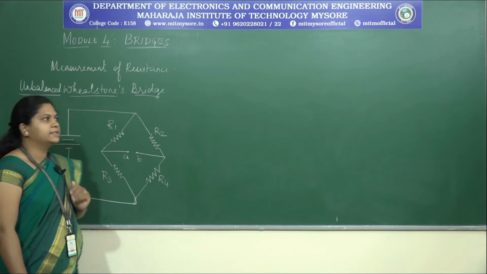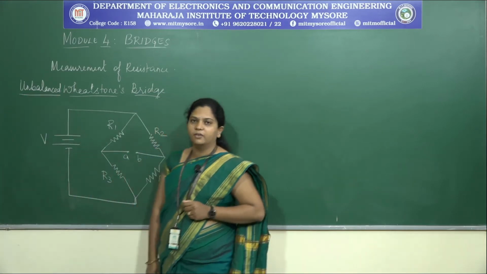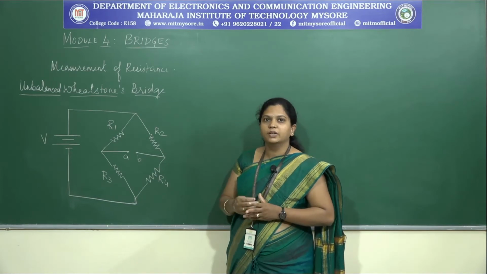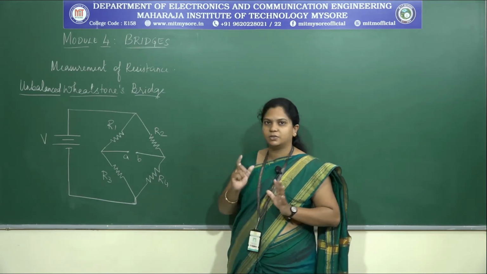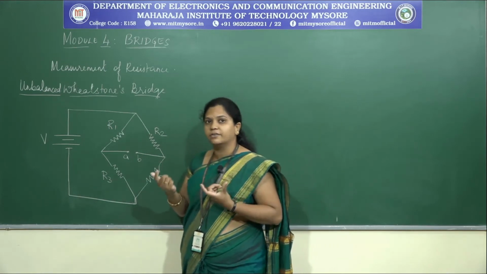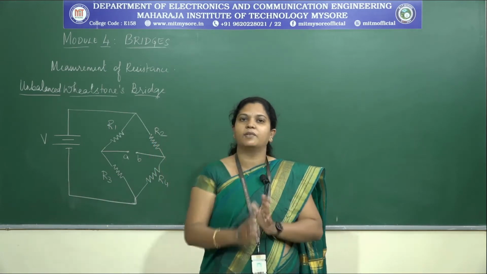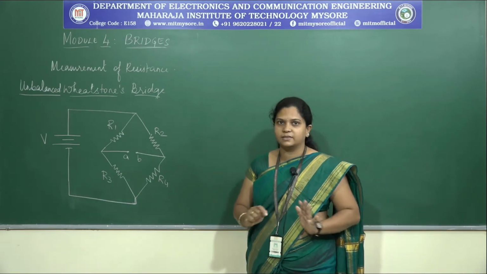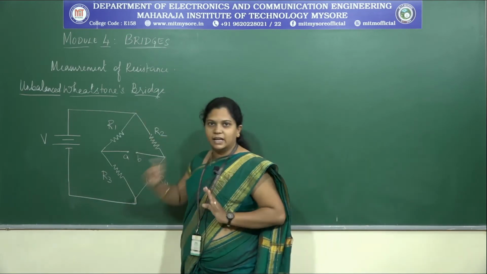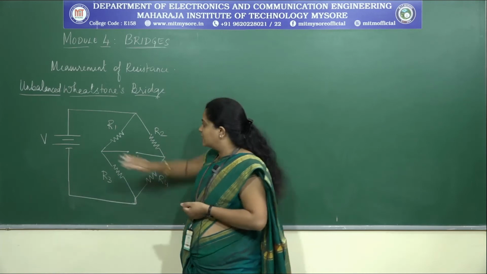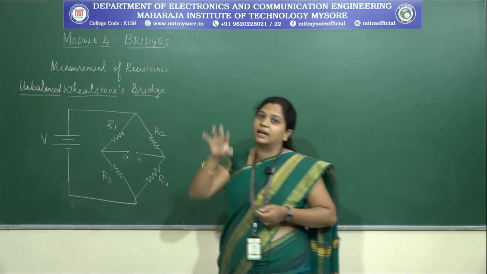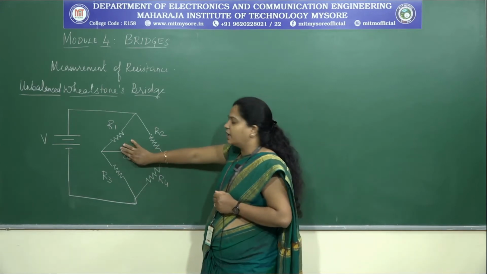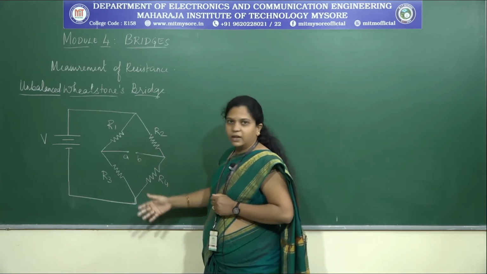So, now let us see how we are going to analyze the unbalanced Wheatstone bridge. Now, what is our interest? We know that when the galvanometer shows a zero deflection, the bridge is balanced. So, we know that it is an unbalanced bridge. So, what is our interest? We need to find out the current in the galvanometer. That is our interest. So, what are we going to do? We are going to make it an open circuit.